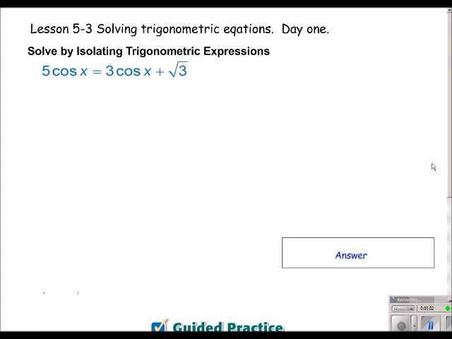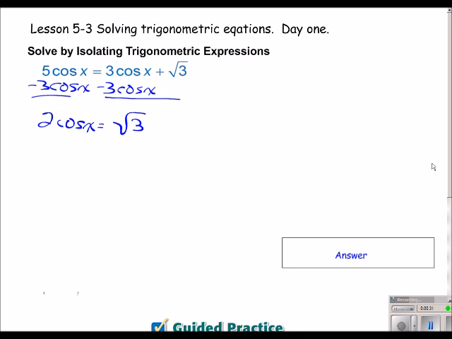In section 3, we're going to be looking at solving trigonometric equations. And our first method for doing that is by just isolating the trigonometric expression. Here we see we have a cosine on both sides of the equation. So if we subtract the 3 cosine x from each side, we have 2 cosine x equals the square root of 3.